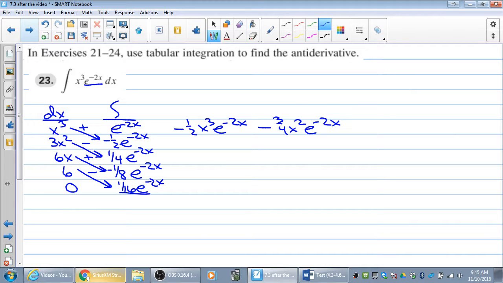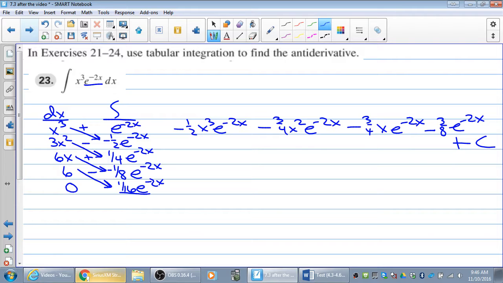Then the next line is a positive times a negative. That's a negative. Minus, and it's 6/8. So 3/4, 3/4 x e to the negative 2x. And then finally, positive times a negative times a positive. It's minus 6/16. 3/8, 3/8 e to the negative 2x plus c.